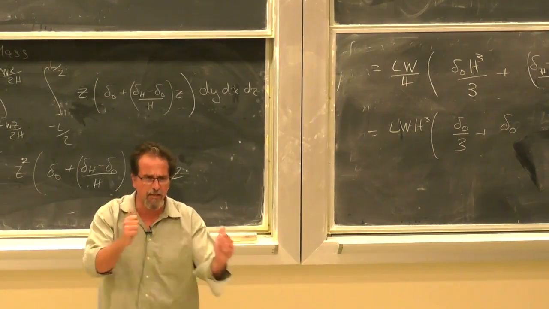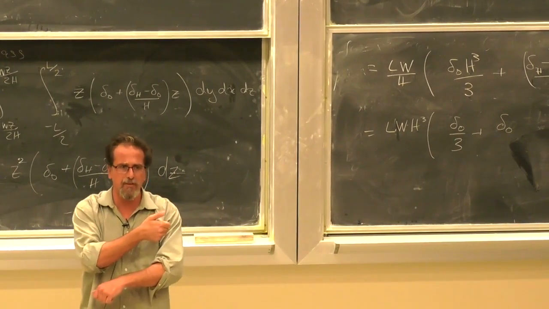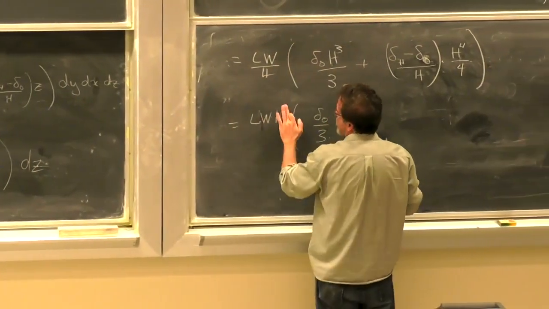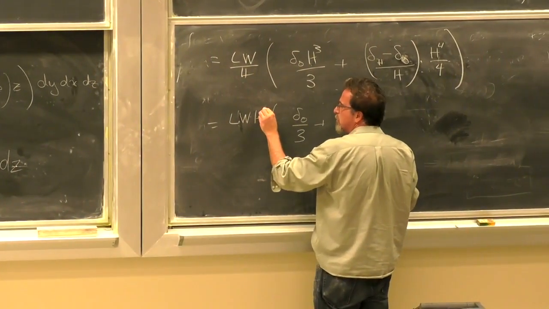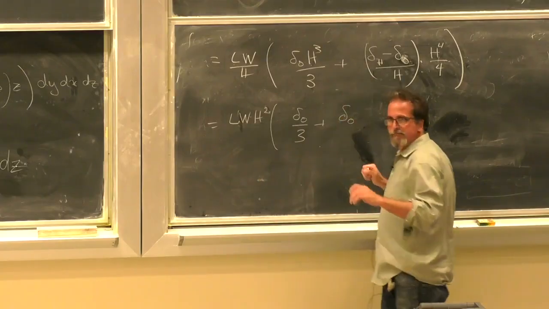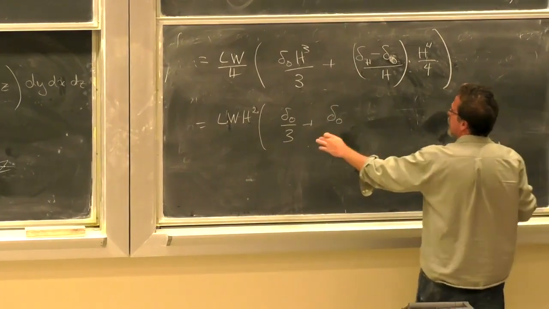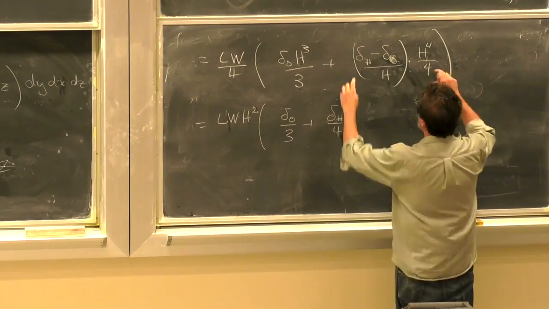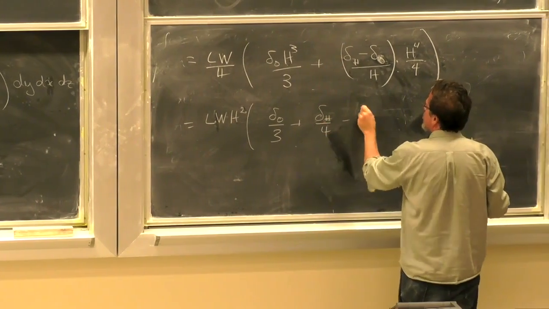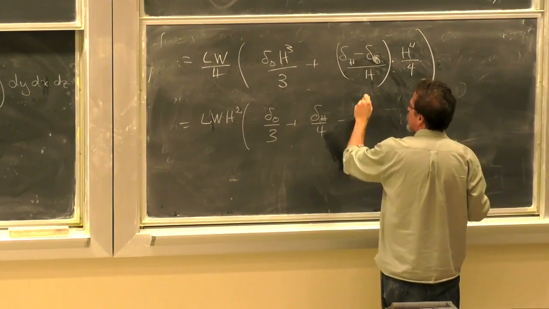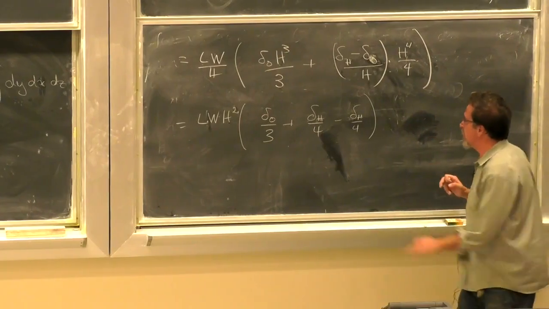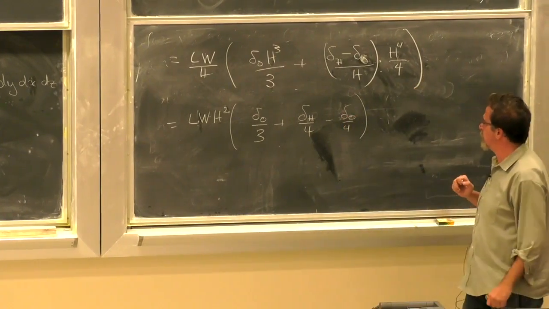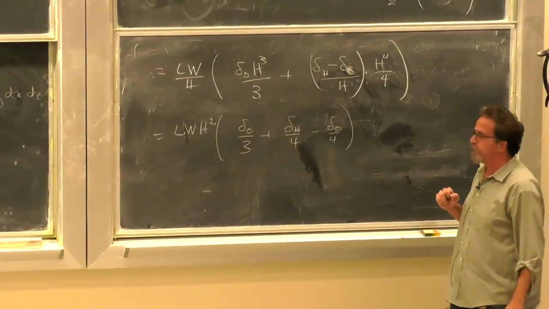Yeah, you guys are right. I factor out an h cubed, but I must divide said h cubed by h. So this is h squared. Very good. Delta naught over 3 plus delta h over 4 from here minus delta naught over 4. Now I'm starting to make algebraic errors, which you guys will not be happy about.